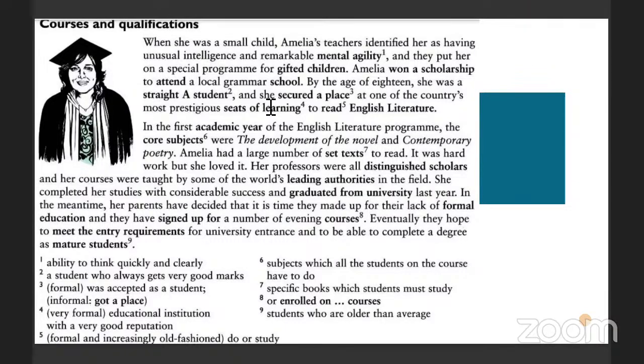When she was a small child, Amelia's teachers identified her as having unusual intelligence and remarkable mental agility, and they put her on the special program for gifted children. Amelia won a scholarship to attend a local grammar school, but at the age of 18, she was a straight-A student, and she secured a place at one of the country's most prestigious seats of learning to read English literature.